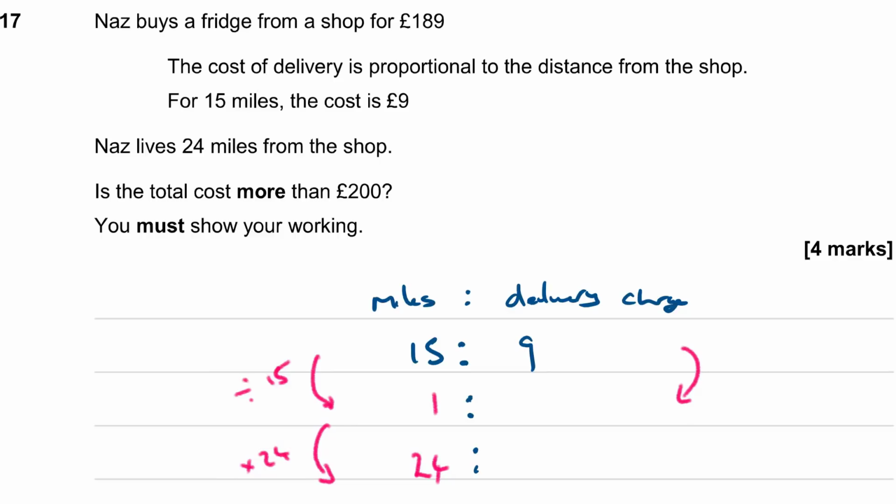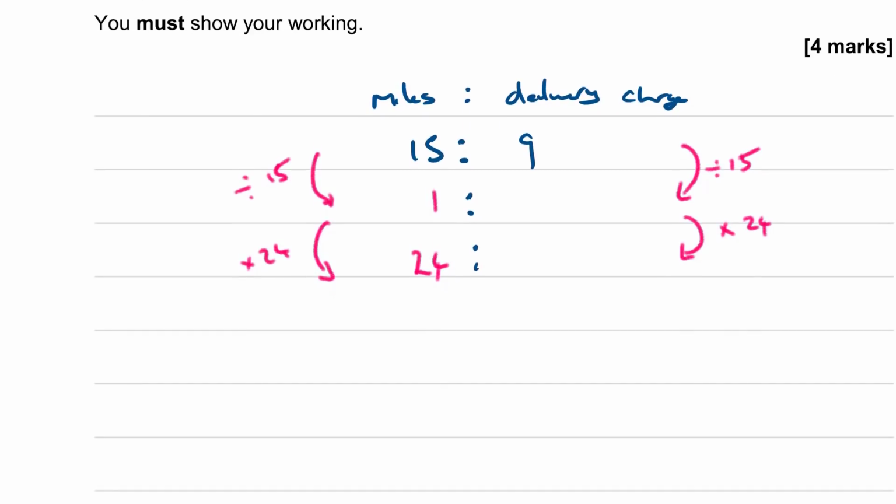So if I did the same on the other side, I'd be taking 9, dividing it by 15, and timesing it by 24. So what is 9 divided by 15 times by 24? Well, 9 24s is 24 less than 240, which is 216.